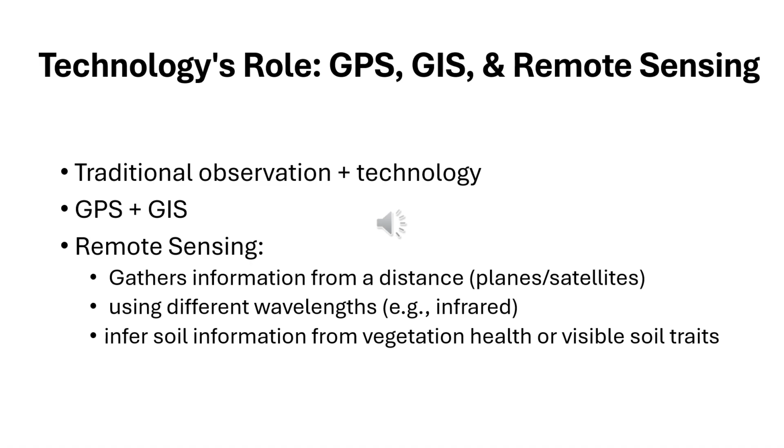While the traditional feet on the ground observation is still critical, modern soil surveying has been revolutionized by technology. You know it, GPS and GIS. It's indispensable. With GPS units, surveyors can identify their precise location far more readily and accurately than by relying solely on landmarks. This means every piece of data collected in the field can be recorded with an exact geographic location.